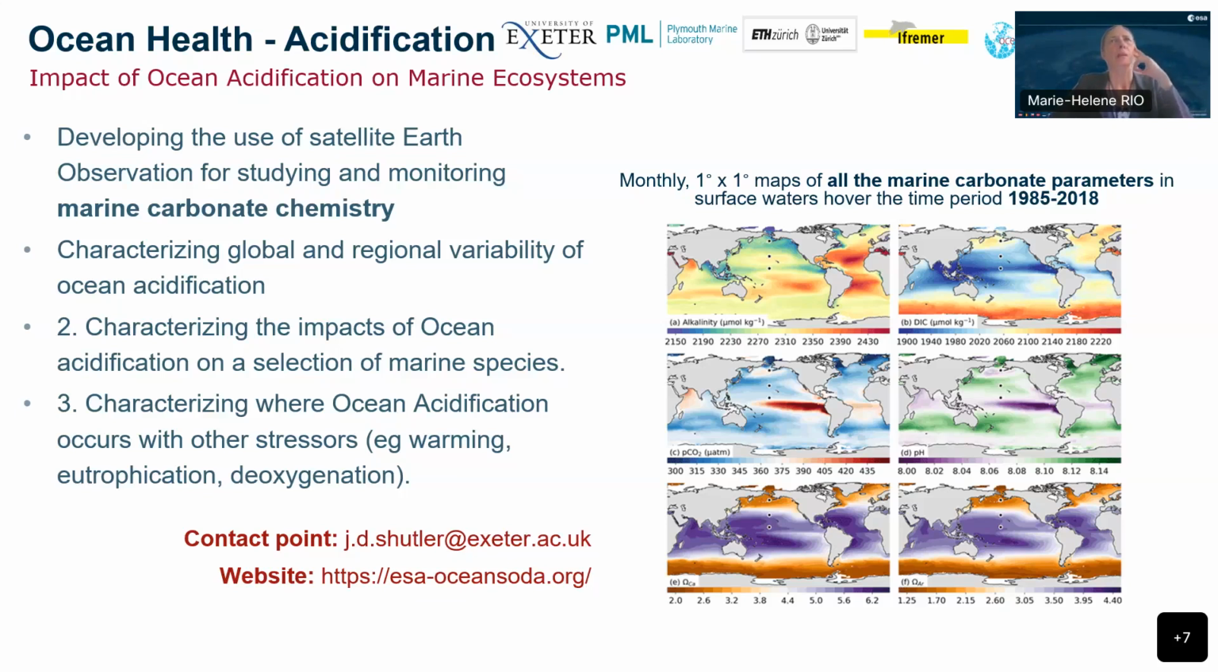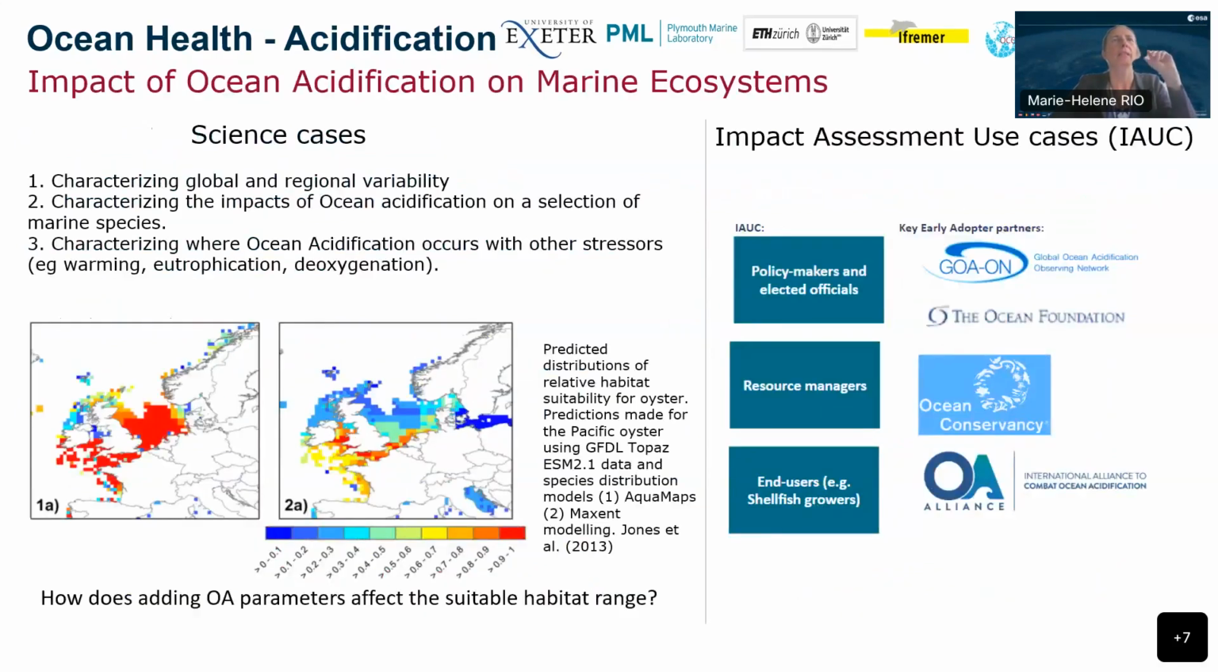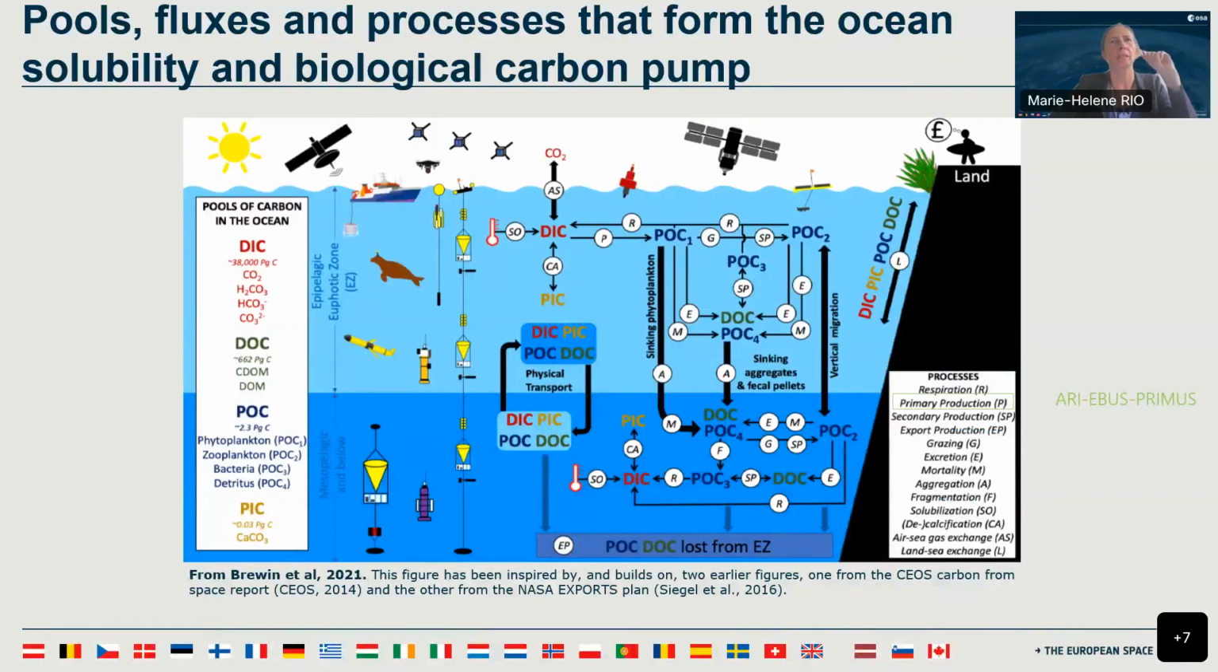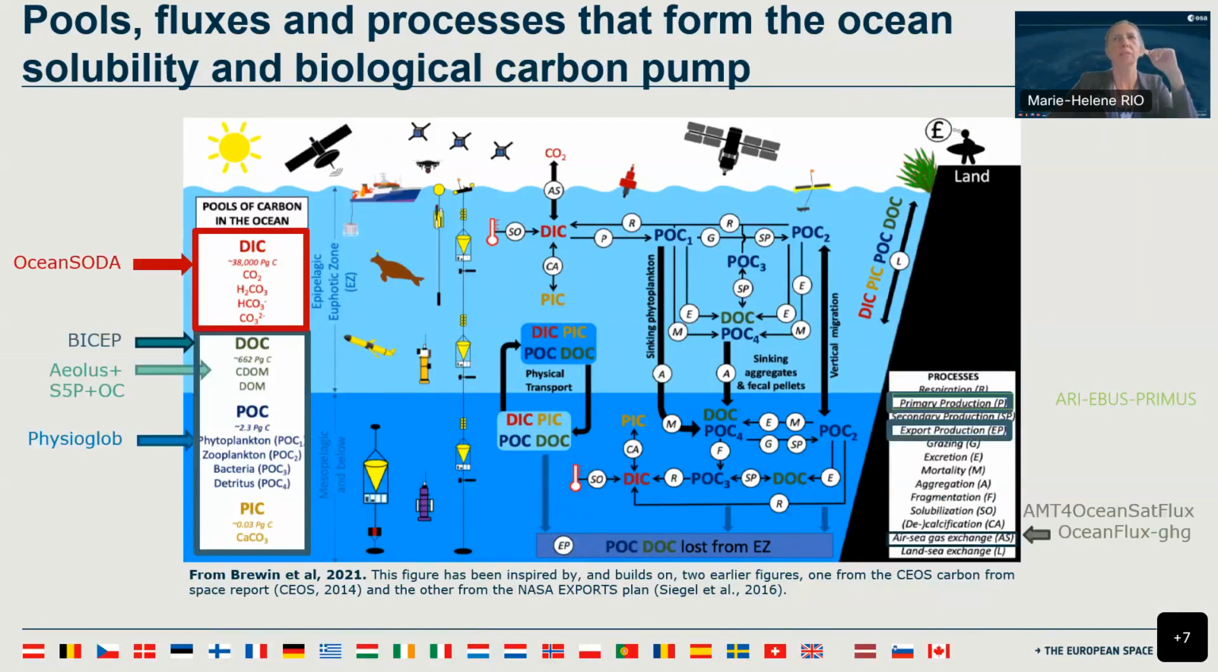The mapping of marine carbonate parameters is very important in the frame of ocean health, but also in the frame of better understanding the ocean carbon cycle. We have had a number of projects tackling the different components of the ocean carbon cycle. So here I put a number of projects that you can see. They have been tackling the different pools of carbon in the ocean, but also a number of processes such as primary production, export production, and exchanges at the interface between air, sea, and land-sea.